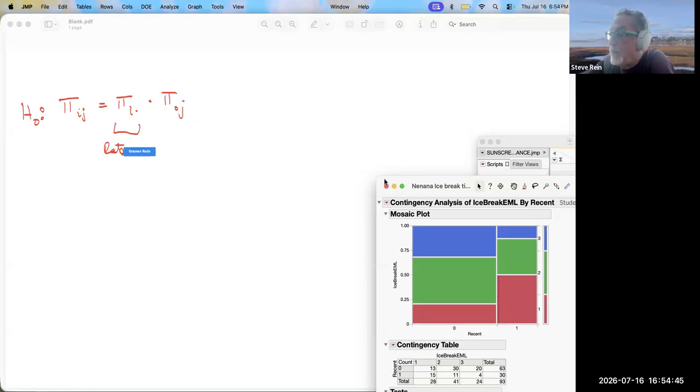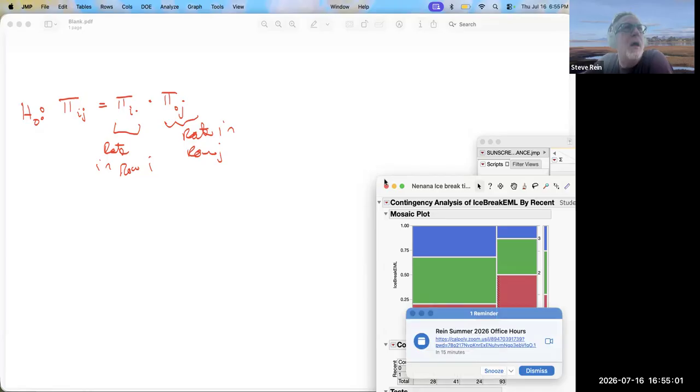Rate in row I. This is the rate in row J. And that would suggest something about the counts we would likely see. Let's take how often, if the null hypothesis is true, you should be appearing in any given row, and figure out how often that should be.